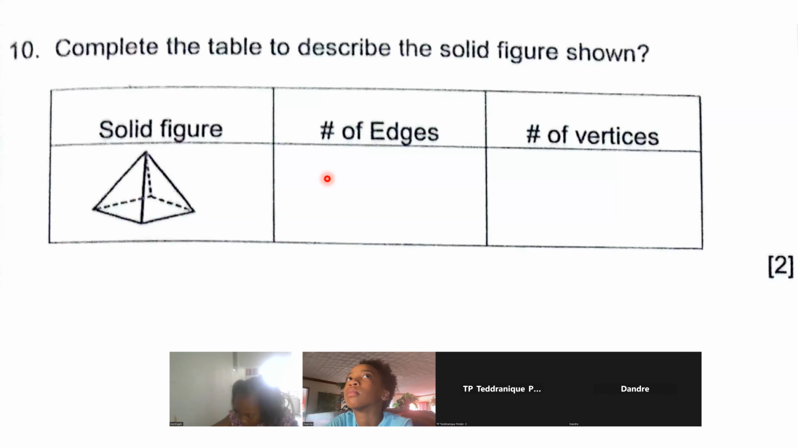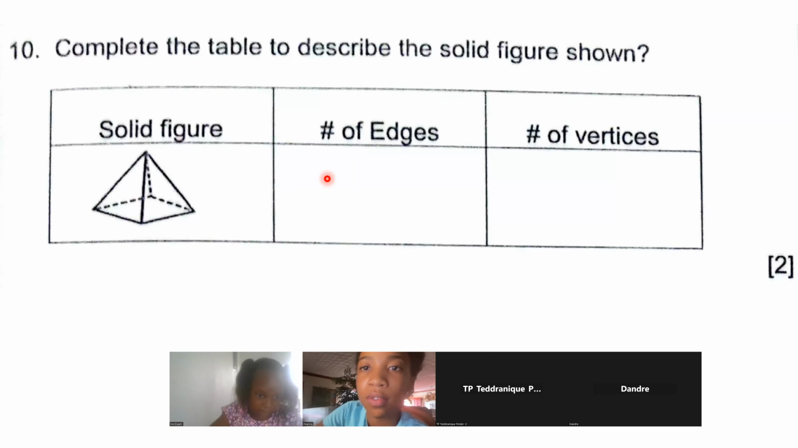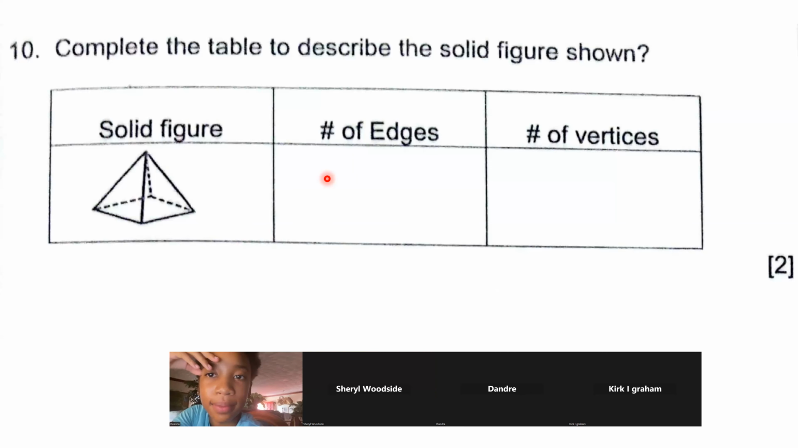So how many edges does this shape have? Let me count. 1, 2, 3, 4, 5. I think it's 5 edges. Anyone else? What do you all think? 4 or 5 edges?